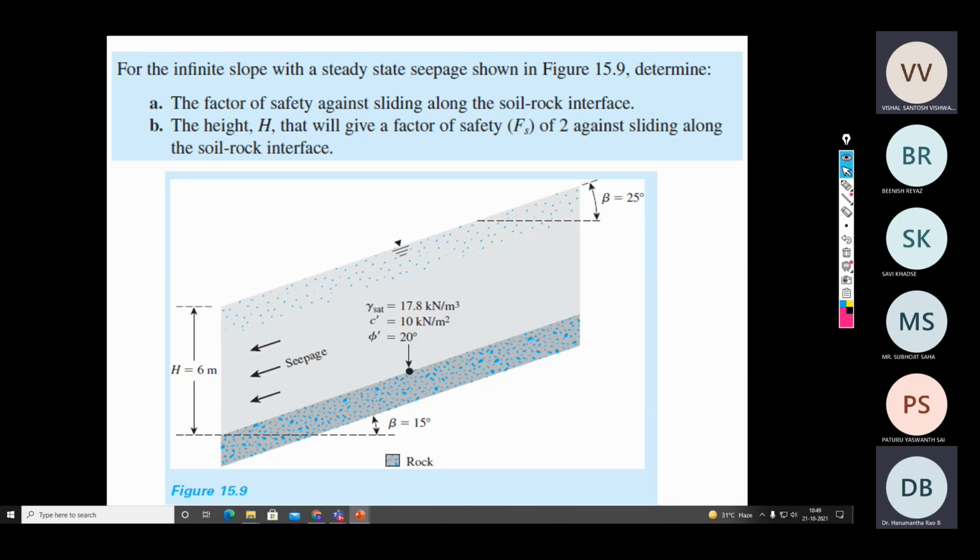Sir, these two beta values are different. Why? They are the same; they cannot be different. Here beta is 25 and here beta is 15. Which one should we take? You can take any value, 15 or 20, no problem. You can assume anything, whatever you like.